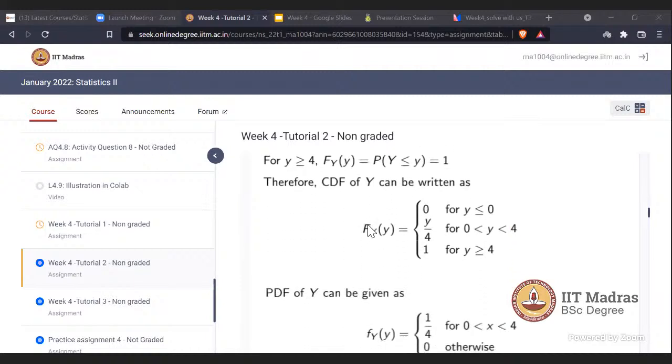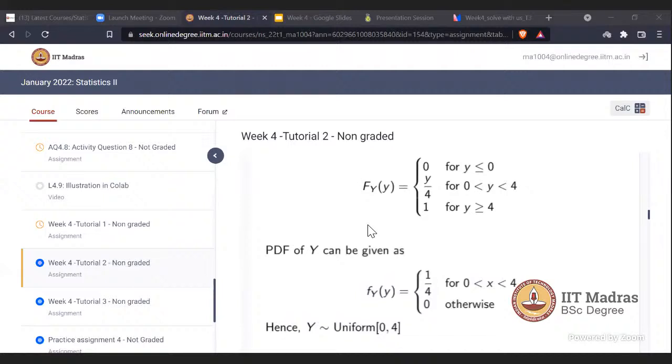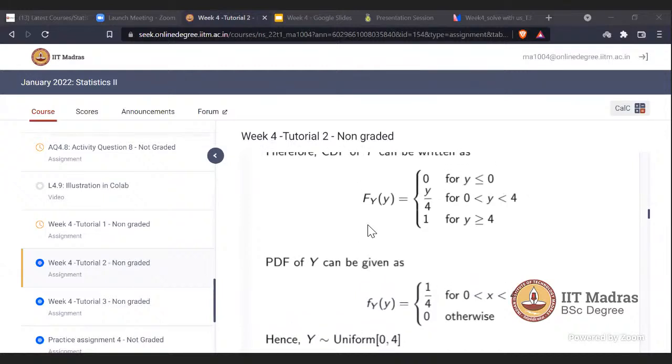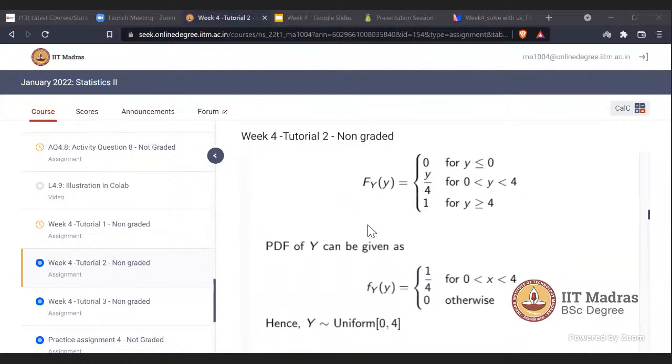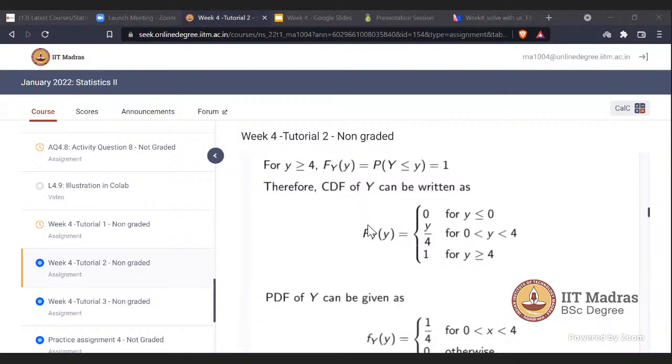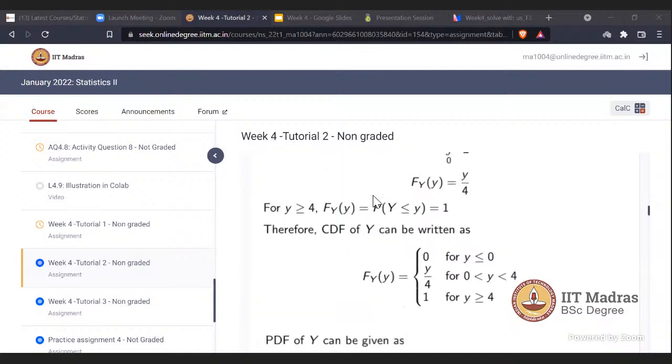So now, therefore, the CDF. You have found the CDF. Now you have to go to how to get the PDF. The CDF you got, just one line above. Therefore, the CDF of y can be written as this. Yes, this is what we have found.